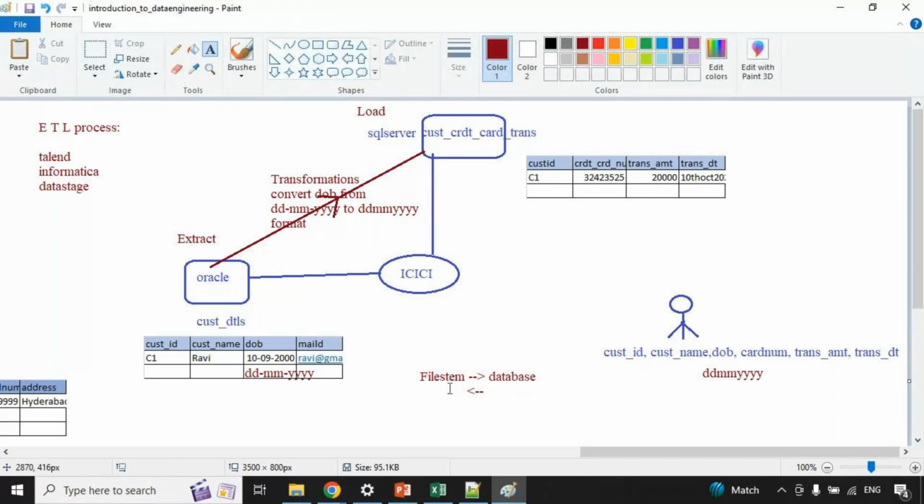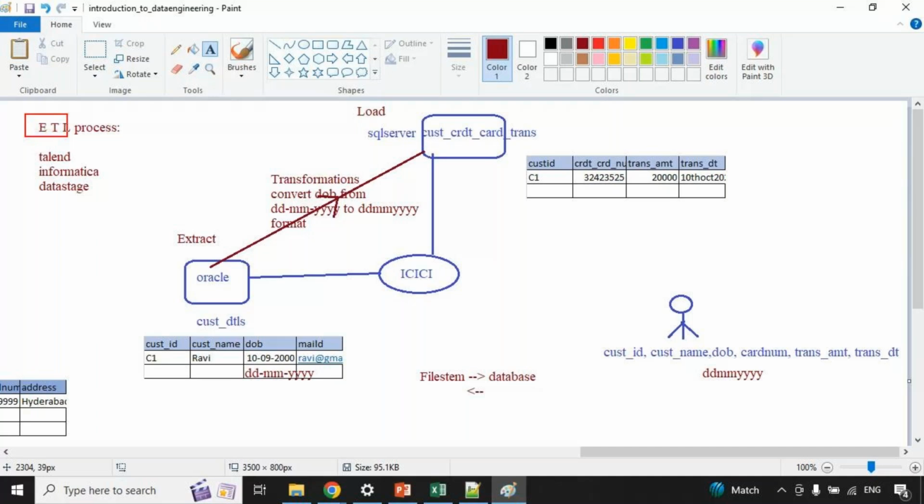Anywhere we can do. In these ETL tools, there is already an existing environment with existing connectors. Using that, I can move the data from source to target, based on the requirement. So this is the ETL process.